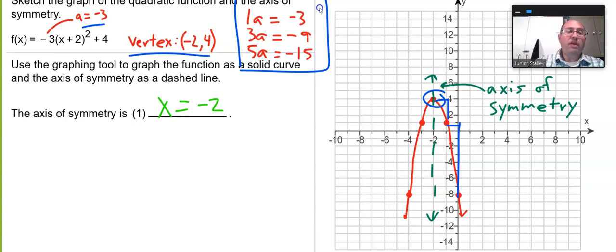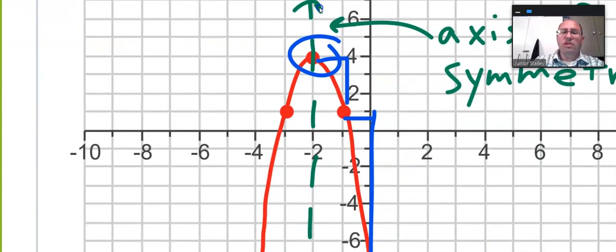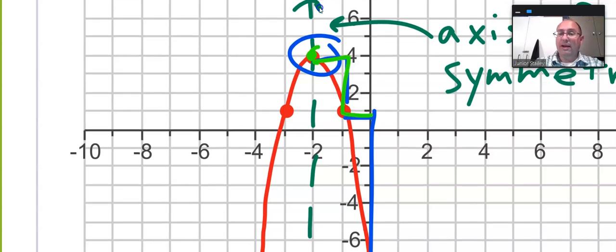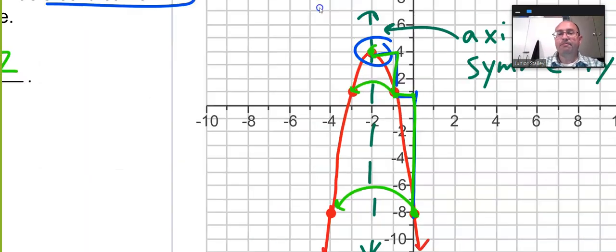Okay, so finding that vertex is extremely important, knowing your a value, and then using that, finding that -2, going 1 to the right and following the a value, which is 3 down, and then going 1 to the right and following it 9 down, right? Because that's the 3a measurement down. So find those points and then copy them to the other side of the axis of symmetry so you can draw the rest of the parabola.